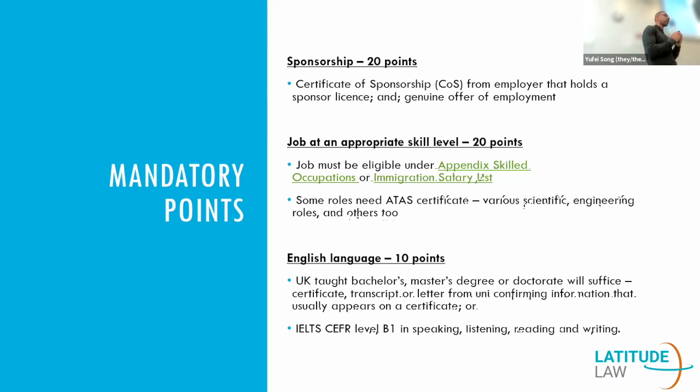A SOC code, just to let you know, is something you use when you apply for a skilled worker category. If you go to what is known as appendix skilled occupations, they have a list of all potential skilled worker roles with the relevant salary requirements and a relevant code. It's a 4-digit code. So if you're applying as an IT engineer, for example, you'll have a code of, say, 2134, and you use that as part of your skilled worker application. As long as you've got your certificate of sponsorship, provided by a licensed sponsor company, that's the first 20 points.